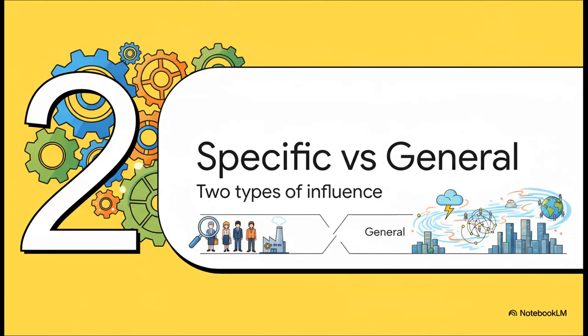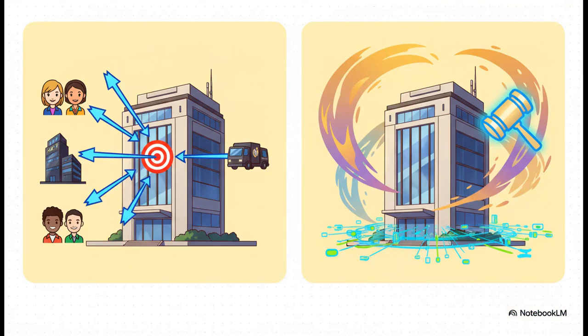Okay, so we know what the business environment is. Now, let's break it down a bit more. There are 2 main categories of forces that you absolutely need to get straight in your head: specific and general. Trust me, this distinction is simple, but it's incredibly powerful for understanding how things work. So here's the crucial difference. It's all about the type of impact.